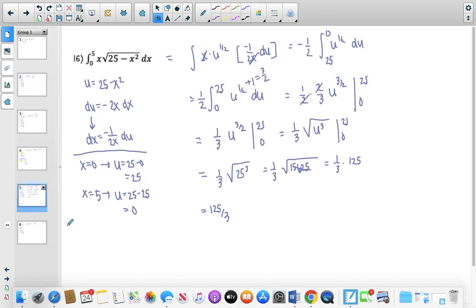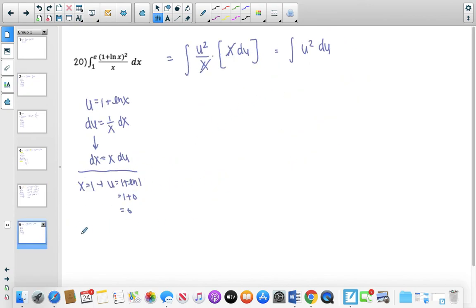Okay, so back to this, and then x equals e, you're going to plug that in, it's going to be 1 plus the natural log of e, which is 1 plus 1, which is 2. So you have 2 and you have 0. All right, from there you just have to integrate it, and I'm just going to set it up. I'm not finishing this problem. It's really easy. You're going to integrate u squared, which makes it 1/3 u cubed from 0 to 2, and from there you just plug it in and get your answer.